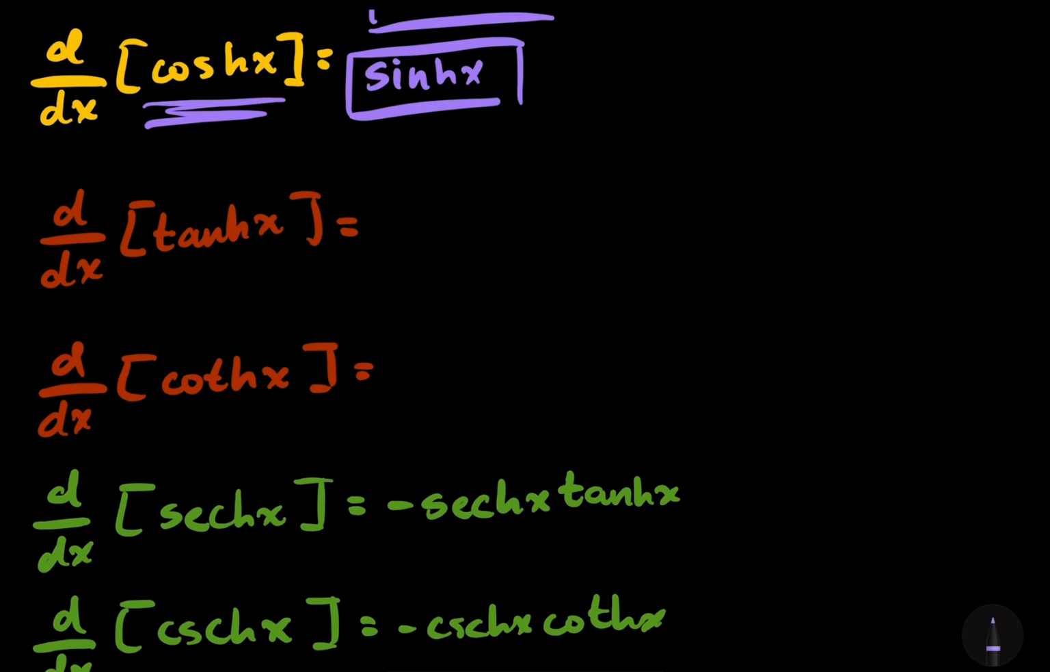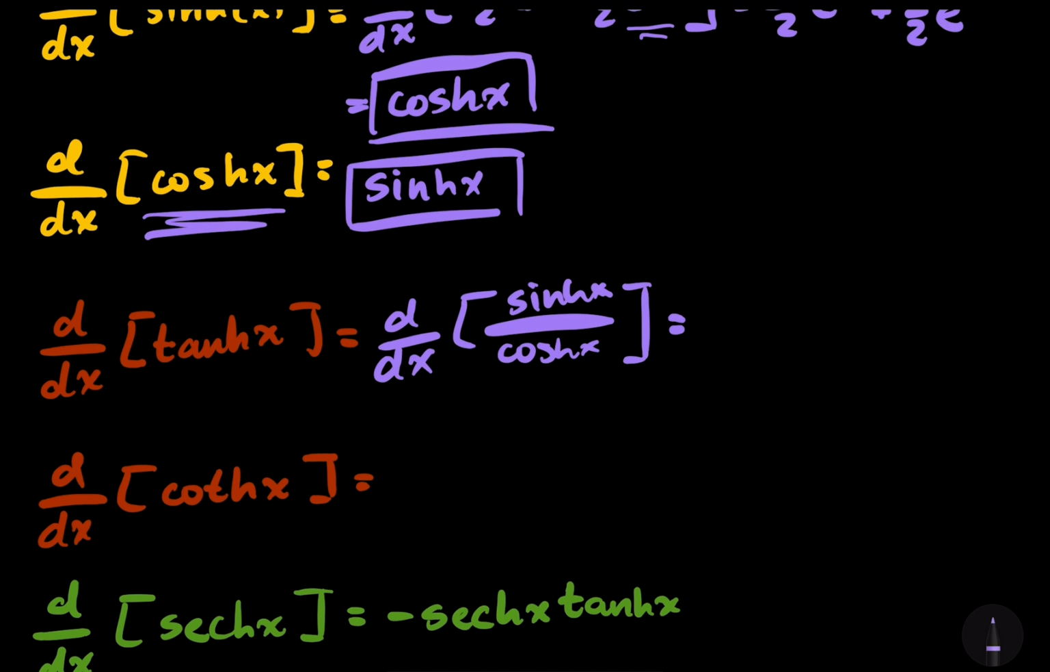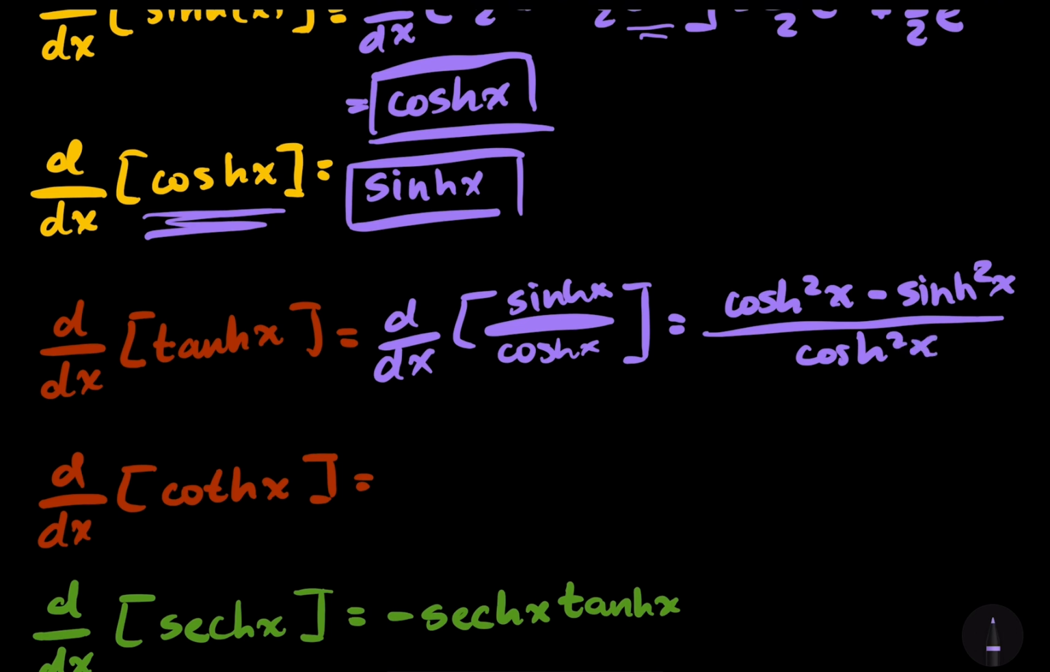And then for tangent hyperbolic, we can rewrite this as the ratio of sine to cosine hyperbolic. So it's going to be sine hyperbolic of x over cosine hyperbolic of x. And then we can use the quotient rule here. The derivative of sine hyperbolic is cosine hyperbolic, multiplied by the denominator, so we end up with cosine hyperbolic squared of x. Then we subtract the numerator, sine hyperbolic, times the derivative of the denominator, so we end up with sine hyperbolic squared of x. And then we divide that by the denominator squared, so cosine hyperbolic squared.